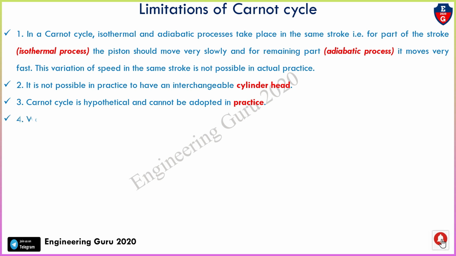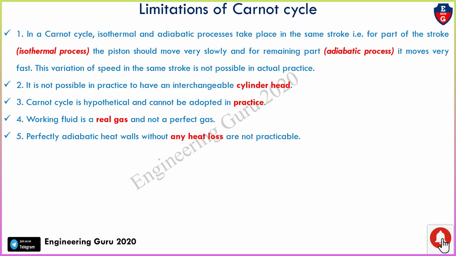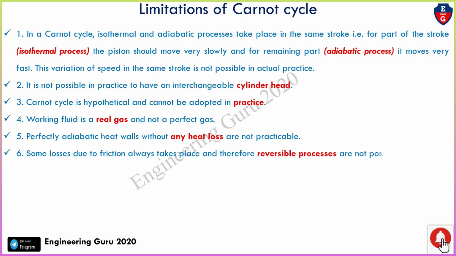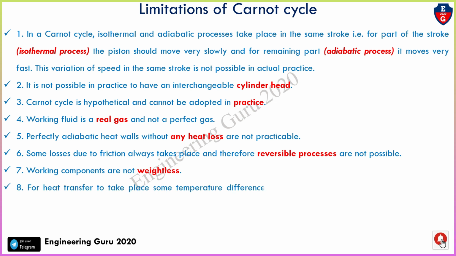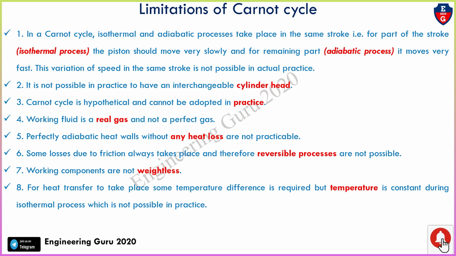Fourth, the working fluid is a real gas and not a perfect gas. Fifth, perfectly adiabatic walls without any heat loss are not practicable. Sixth, some losses due to friction always take place, and therefore reversible processes are not possible. Seventh, working components are not weightless. And finally, for heat transfer to take place some temperature difference is required, but the temperature is constant during the isothermal process, which is not possible in practice. So these are the limitations of the Carnot cycle.